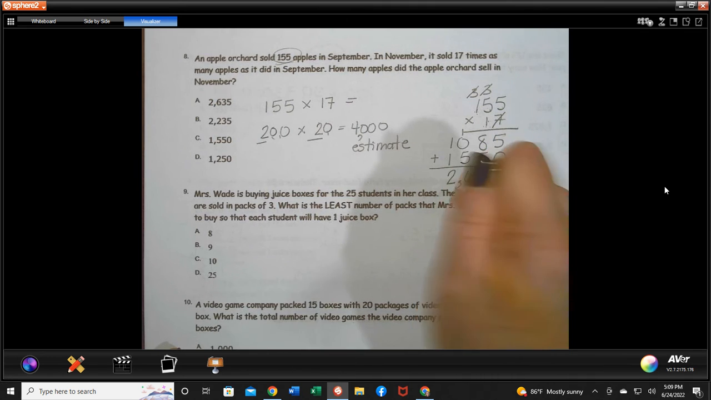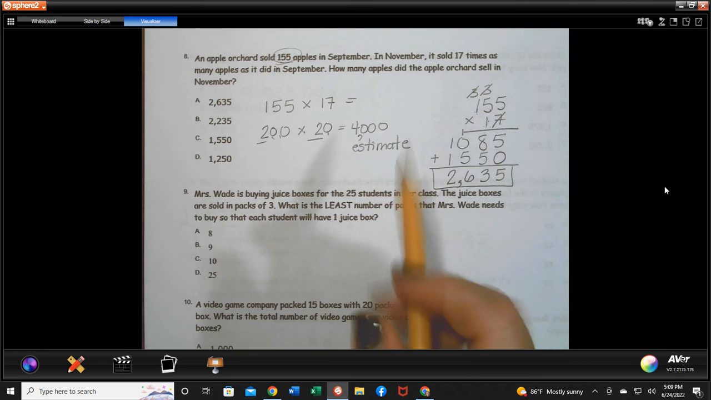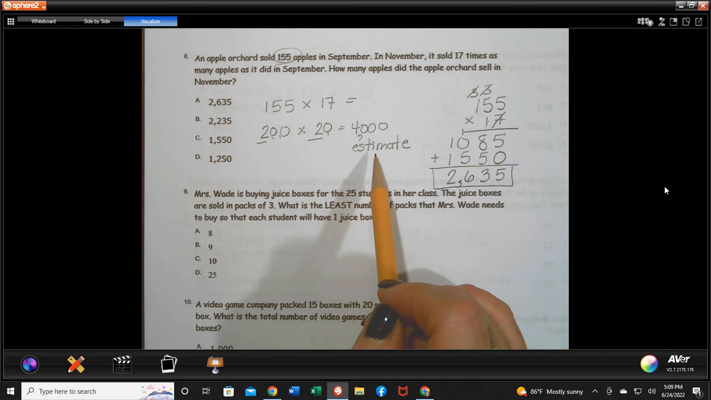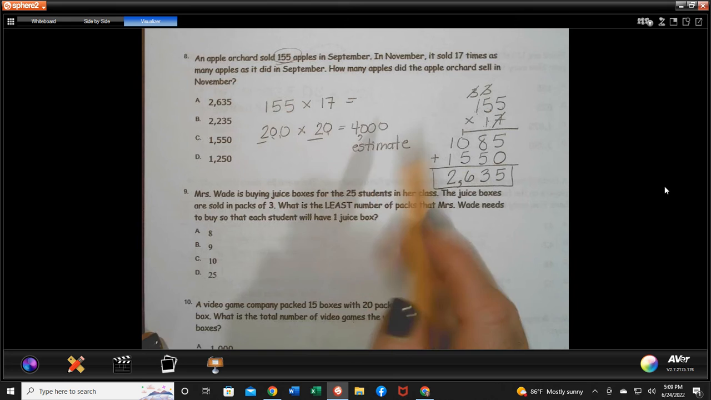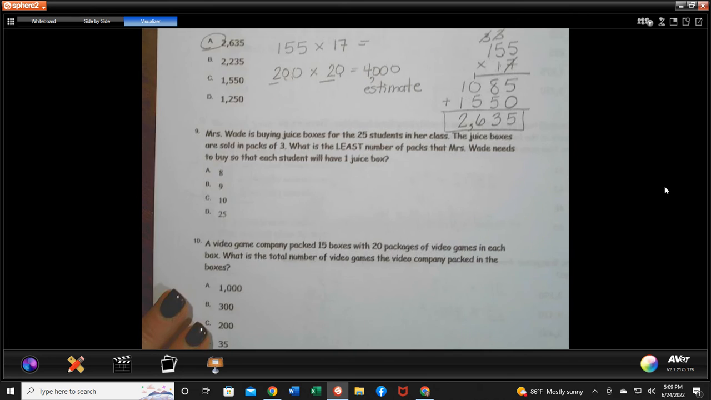I get 2,635. Yes, that is relatively close to my overestimate of 4,000, but most importantly, I see it right here in my answer bank, answer choice A. All right, let's move right on.